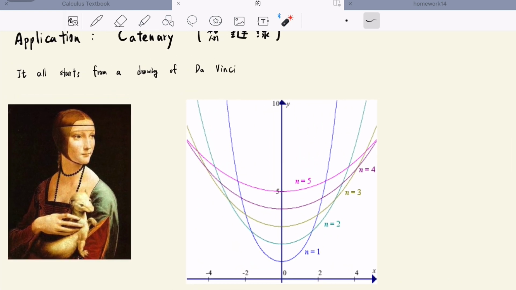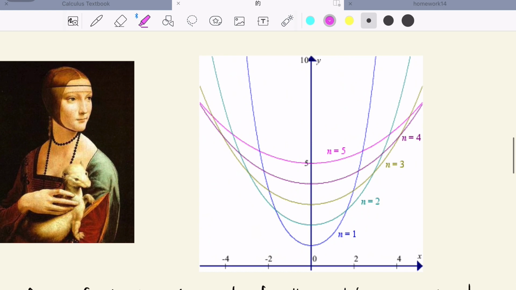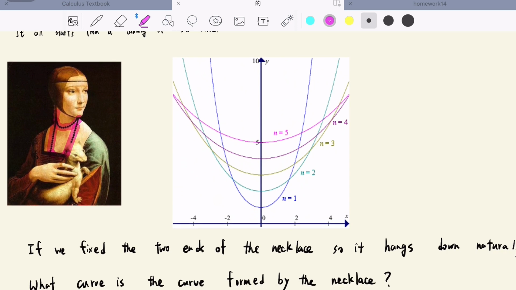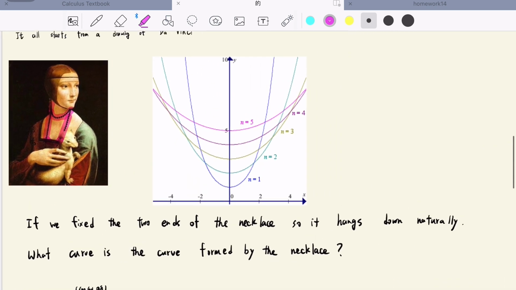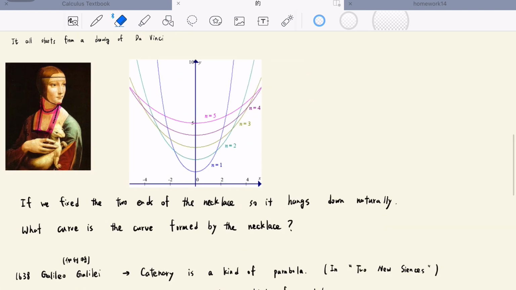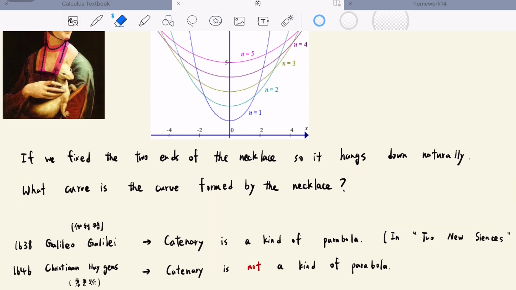So it all starts from a drawing of Da Vinci, which is this one. And we can focus on the necklace of the woman. So Da Vinci wants to find a way to describe the curve formed by the necklace, which is like the statement below. If we fix the two ends of the necklace, so it hangs down naturally, like the necklace in the picture, what curve is formed by the necklace? We maybe will think that this curve is a parabola, but it's not.